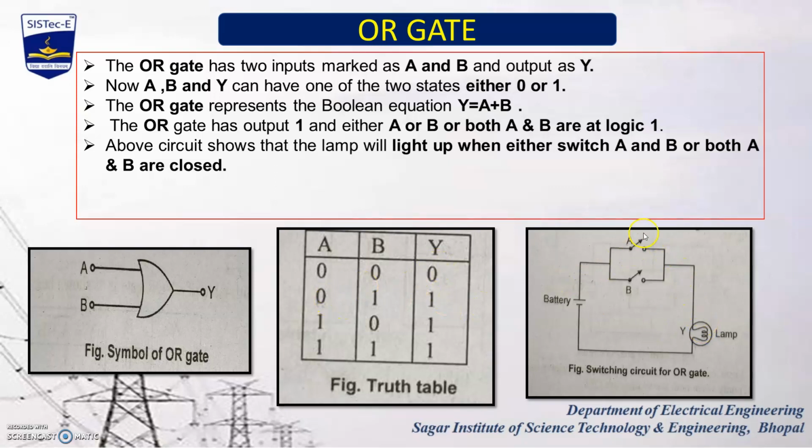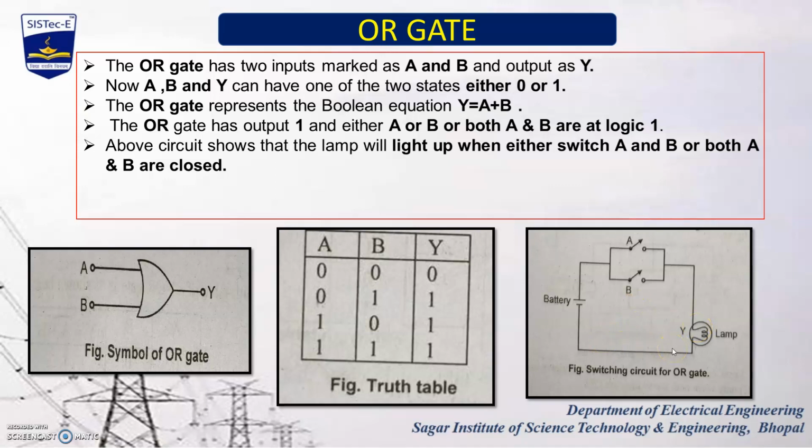But in the case when A will open and B will close, means A will be 0 and B will be 1, the current will pass through the B switch to the lamp and the bulb will glow. In the third case, when A is closed, B is open. In that case also, the current will pass from the battery through the switch A and the bulb will glow. In the fourth case, when both switches are closed, means current can pass through either A, either B, or A and B both. In that case also, the bulb will glow.